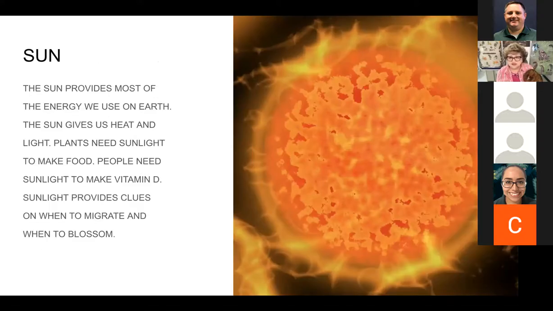There's the sun. Almost all of the energy we use here on our earth comes from the sun. It gives us heat and light. Plants need sunlight in order to make food. People need sunlight in order to make vitamin D, and sunlight provides clues to animals when to migrate and to plants when it's time for them to bloom.